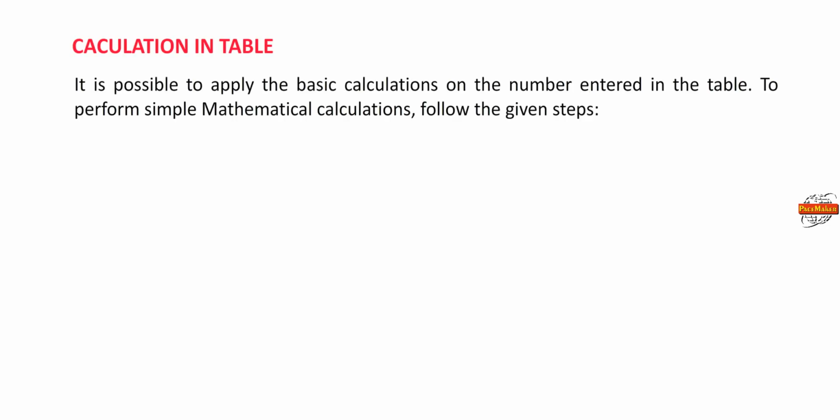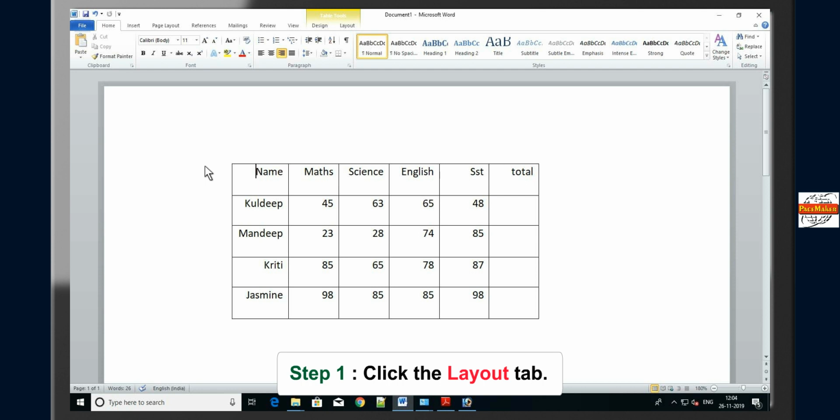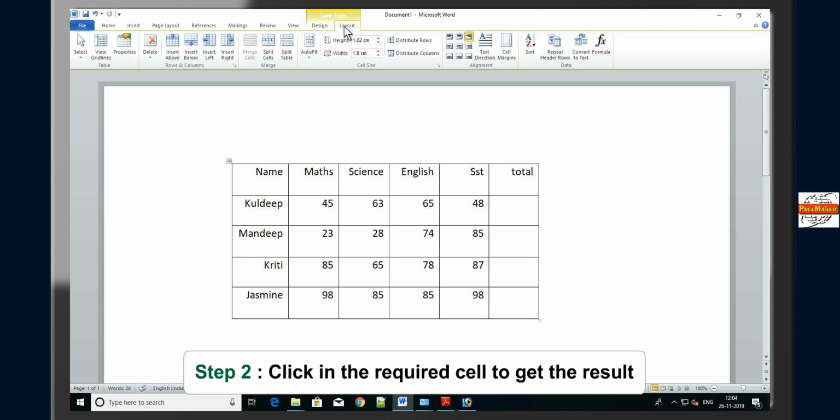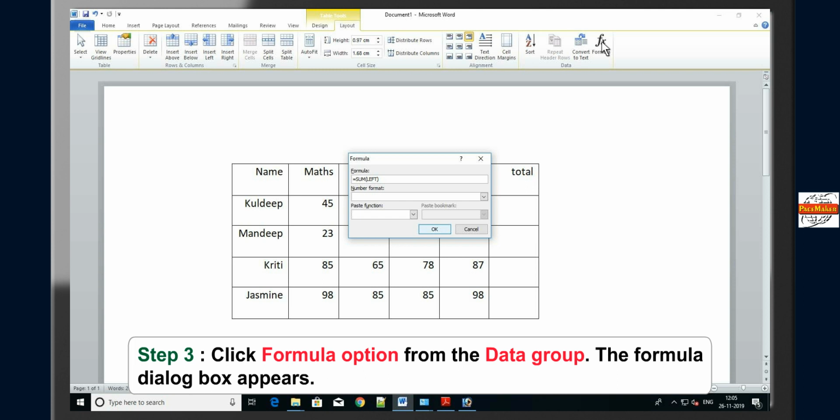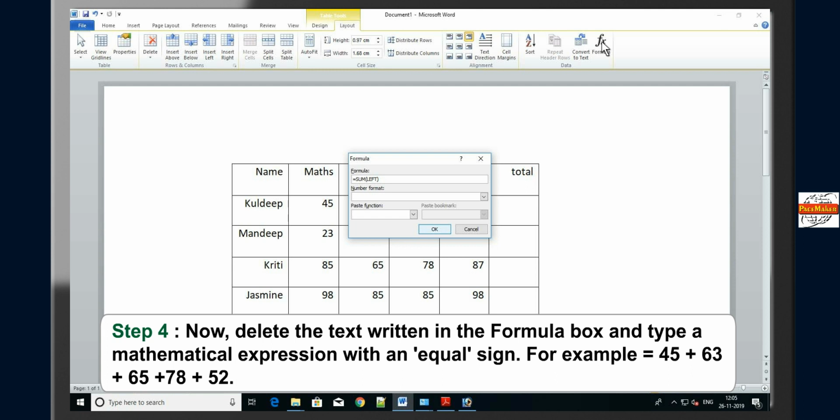Calculation in table. It is possible to apply the basic calculations on the numbers entered in the table. To perform simple mathematical calculations, follow these steps. Step 1. Click the Layout tab. Step 2. Click in the required cell to get the result. Step 3. Click Formula option from the Data group. The Formula dialog box appears. Step 4. Now, delete the text written in the formula box and type a mathematical expression with an equal sign.